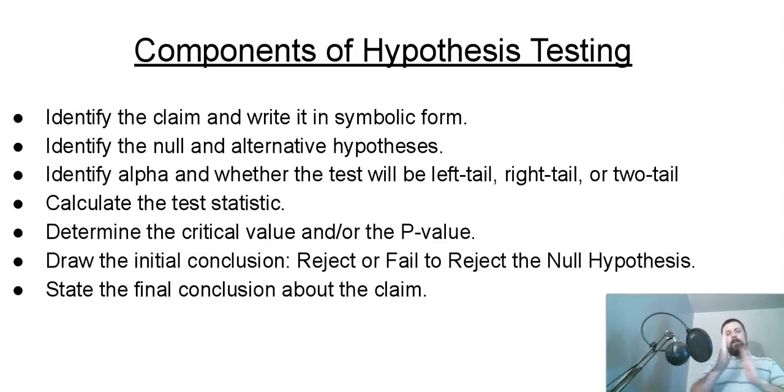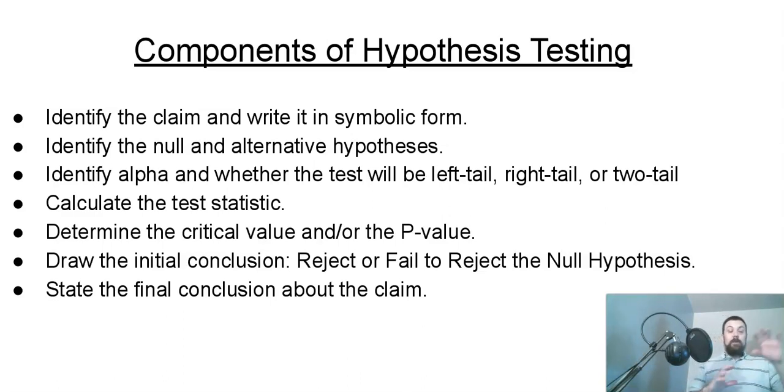And it's the same idea. It's a threshold thing. So alpha becomes your threshold there. And if the p-value is smaller than alpha, you do one thing. If the p-value is bigger than alpha, you do a different thing. All right. And that thing you do is draw the initial conclusion.